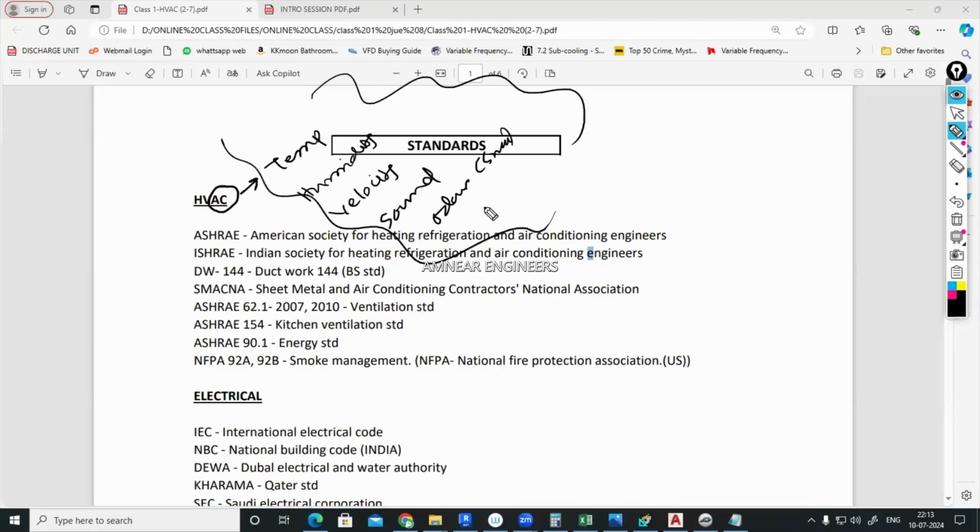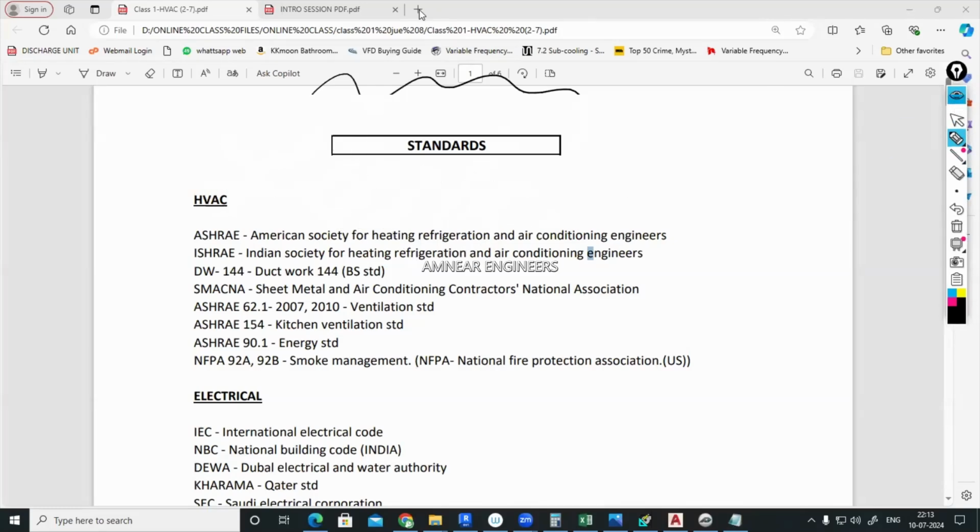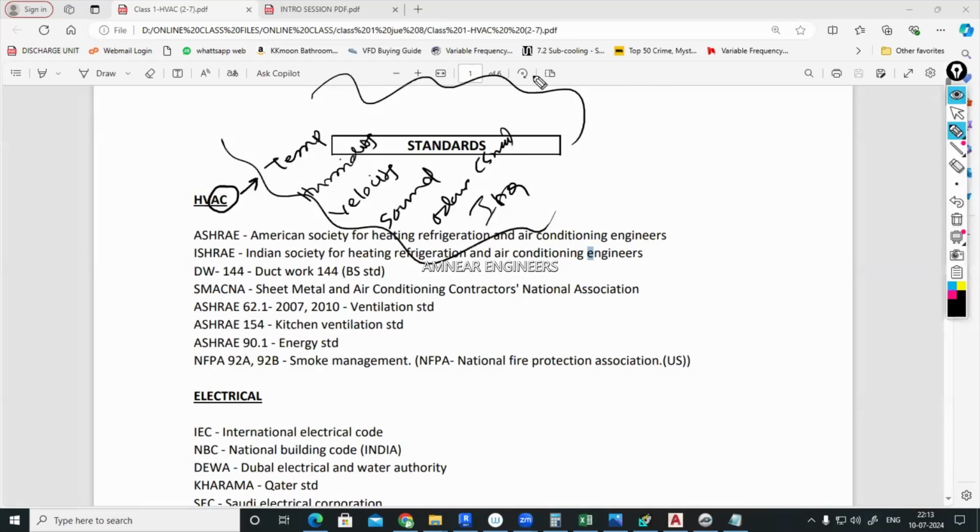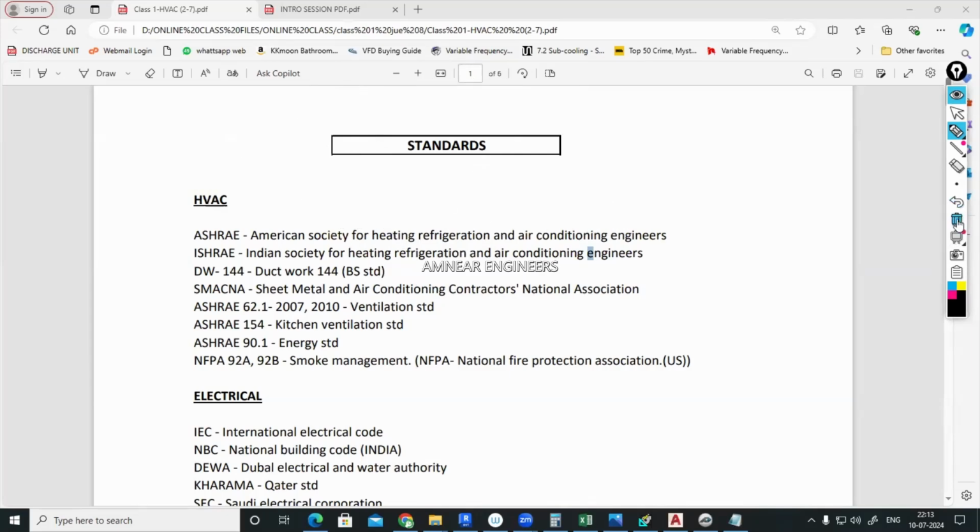Indoor air quality has to be maintained perfectly. Fresh air has to be introduced inside, that is called IAQ. Ventilation too. So all these parameters have to be maintained. Everything we can do to provide all these things, we will be dealing with in the AC, air conditioning. Understood? Okay. Now we can move to standards.